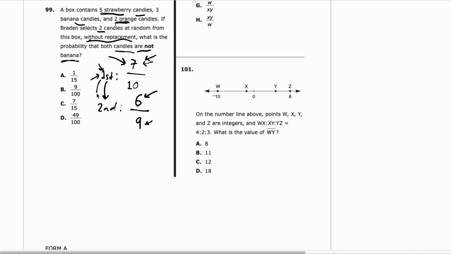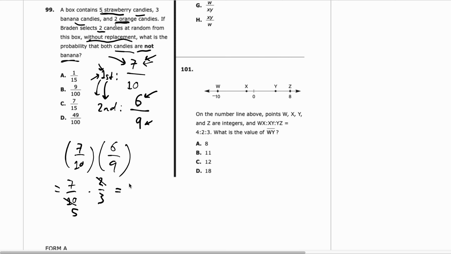And so both of these have to happen, right? First and second. So you've got to multiply both of these probabilities together. Okay, so now let's simplify this. So this is going to be 7 over 10 times 2 over 3, and this would be 5. So this is 7 over 15, which is C.